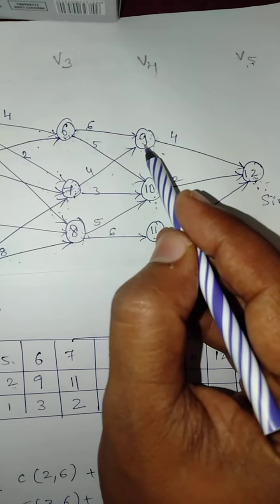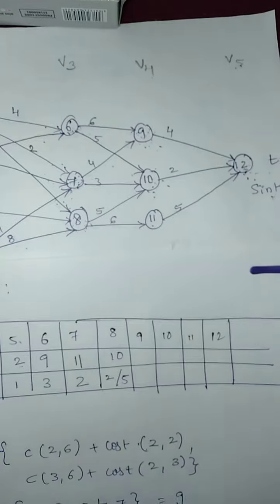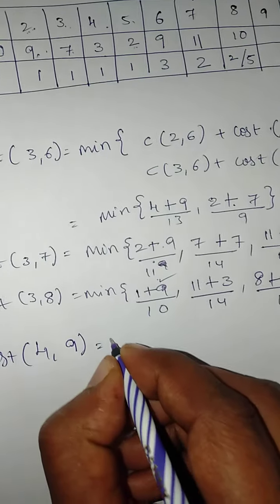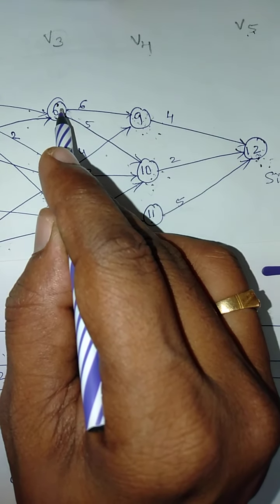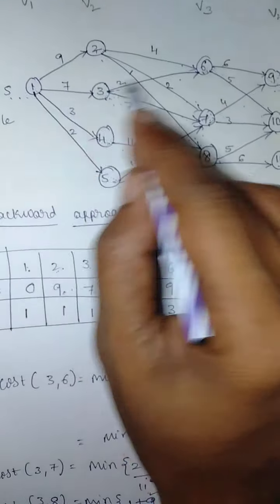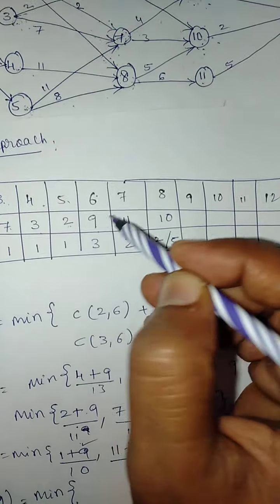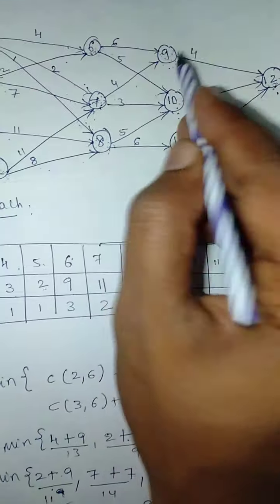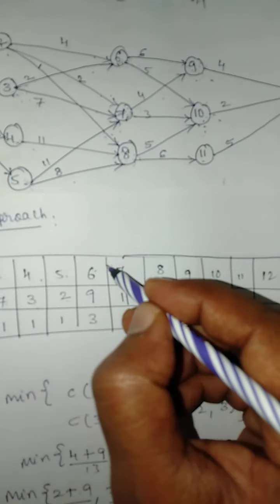So for vertex 9 we have 2 edges, that is from 6 and from 7. So minimum of: the cost from 6 to 9 is 6, and what is the cost of 6 so that we can reach back to the source? It is available here in the table, that is 9. Therefore the edge cost is 6 plus cost for 6, which is 9.